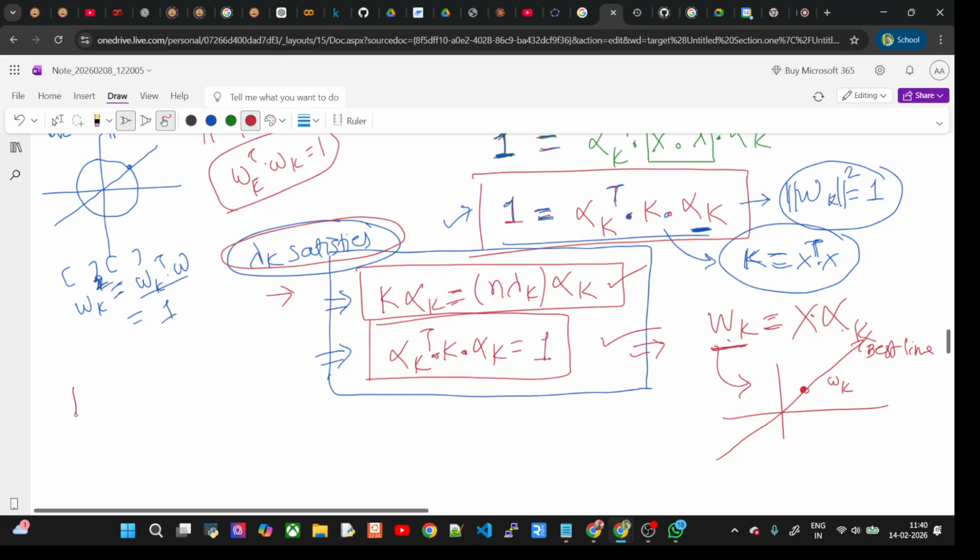So earlier we got alpha k as xi transpose wk upon n lambda k, and you said no, I don't want this alpha k, which has wk inside it, because I need to find wk and my alpha k should not depend upon wk. This means that equation for alpha k is not good.